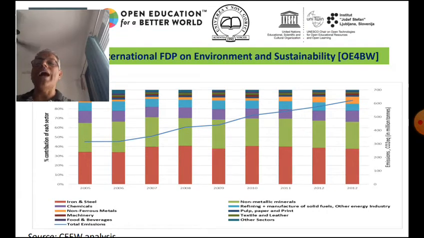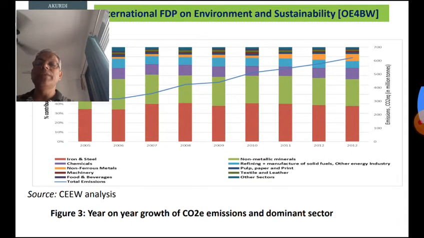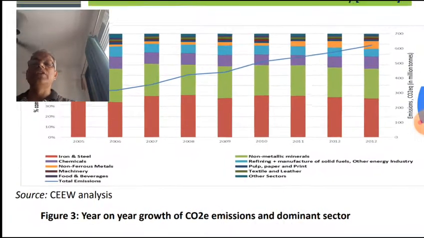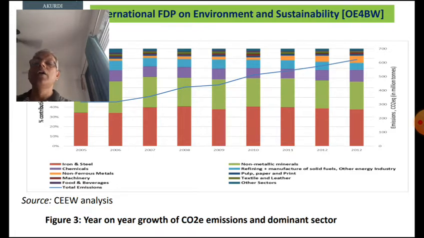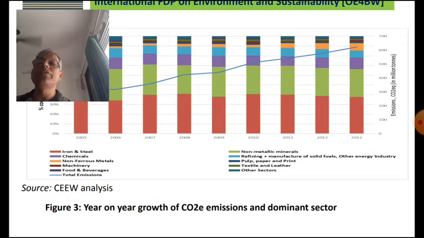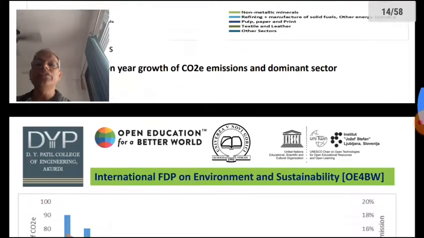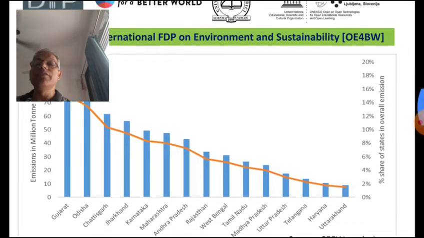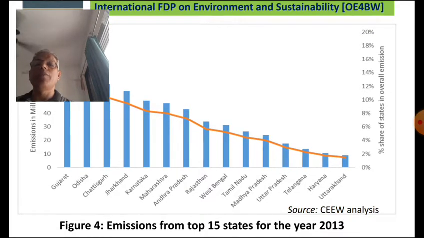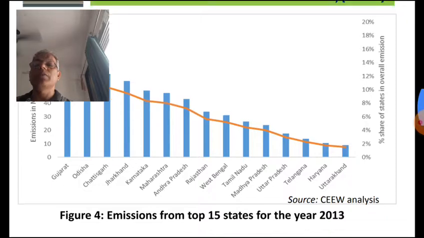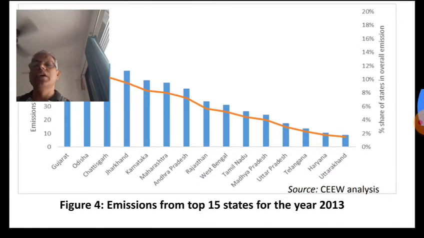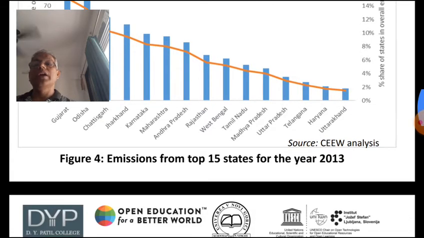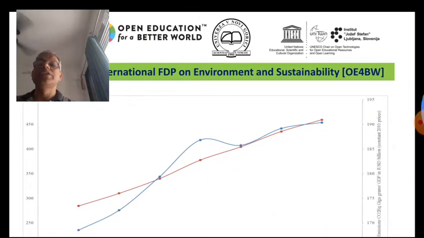Now, why have I chosen iron and steel production? The reason is, if you see the year on year growth of CO2 emission, the dominant sector in the manufacturing sector is the iron and steel industry. You can see the lowermost red color part, which is almost 30 to 40% of this CO2 emission. It is due to the iron and steel industry. This shows you the different states and the top 15 states in India for emission. You can see at first it is Gujarat, Odisha, then Chhattisgarh, Jharkhand, Karnataka and Maharashtra, where these iron and steel industries are.